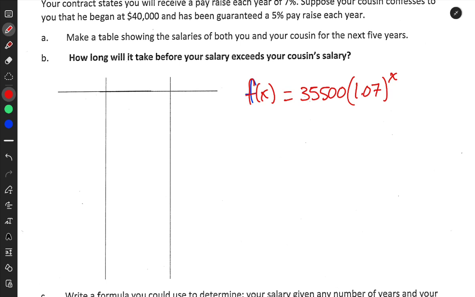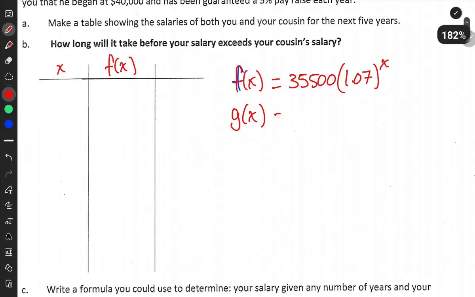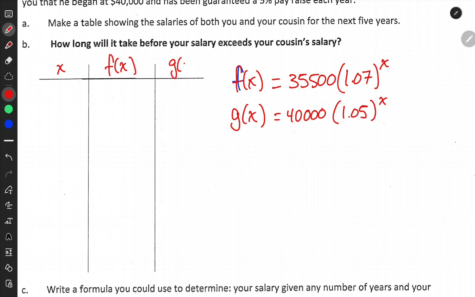with. So in this first column, I'm going to say these are x, these are years. I'm going to say this first one is f of x, which represents your salary. And I'm going to go ahead and use the name g of x to represent your cousin's salary. And your cousin starts out with a pay package of $40,000 a year. And he is earning a 5% pay raise each year that goes by. And again, this is g of x.